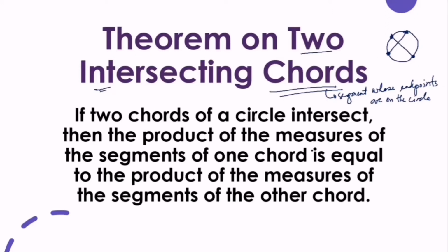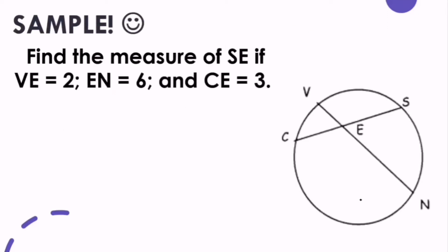Okay? Paano daw natin masosolve yun? Sabi dito, if two chords of a circle intersect, then the product of the measures of the segments of one chord is equal to the product of the measures of the segments of the other chord. What does it mean? Let's have this example. So for this case, find the measure of SE if VE is 2, EN is 6, and CE is 3.